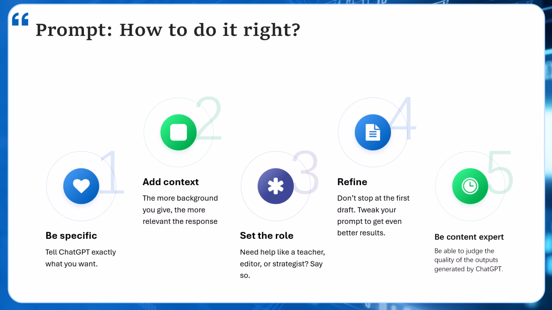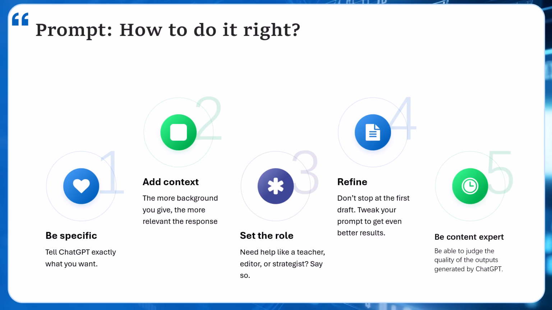Second, add context. Include helpful background information, grade level, subject area, instructional goals, or even the format you want. Context sharpens relevance. Third, set the role. You can direct the AI to act as a teacher, curriculum designer, or feedback coach. Giving it a role aligns the tone and purpose of its response.